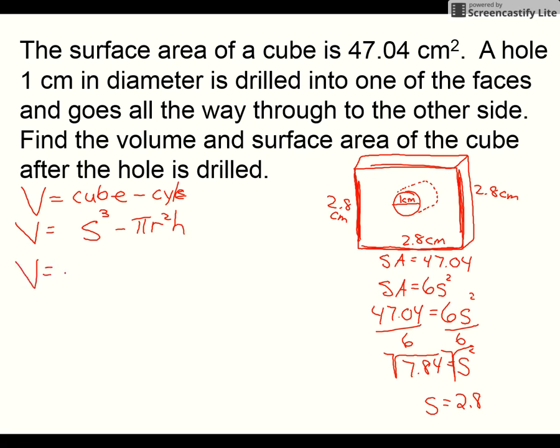So let's plug some numbers in here. We've got a side length of 2.8 cubed minus 3.14 times the radius of 0.5. We've got to cut that diameter in half. Squared times the height. Now the height of this is the same as the depth here, and that's also 2.8, which makes this 2.8 also. So the height of the cylinder, the distance between the bases, is 2.8. If we put all that in, running out of space, so I'm going to go sideways here, we should get a volume of 19.754 centimeters cubed.